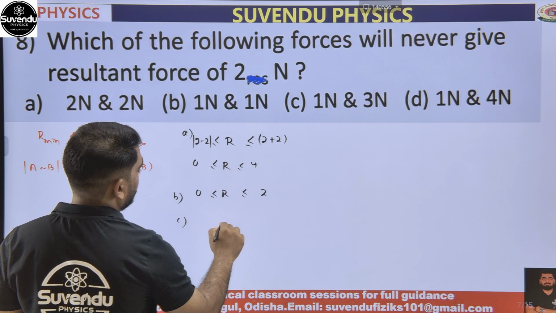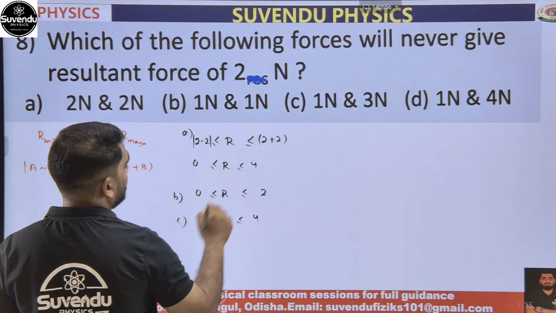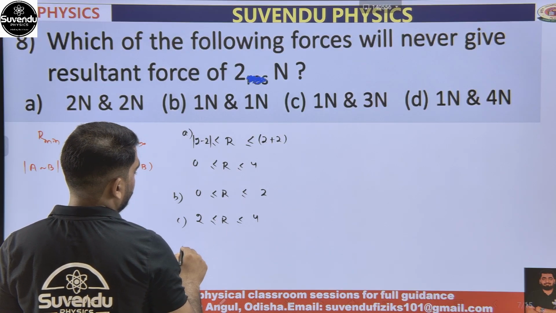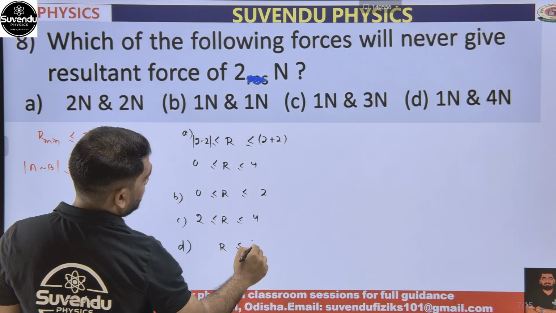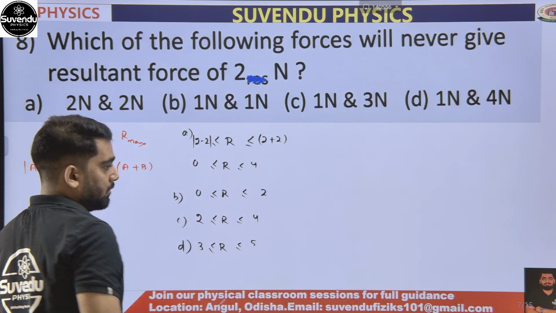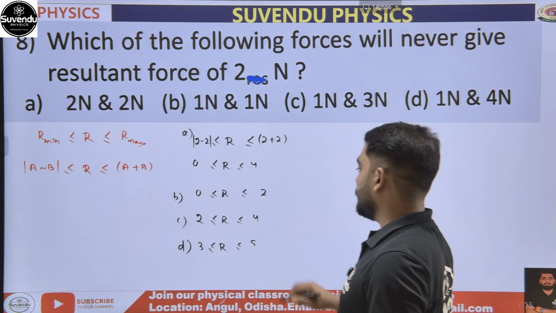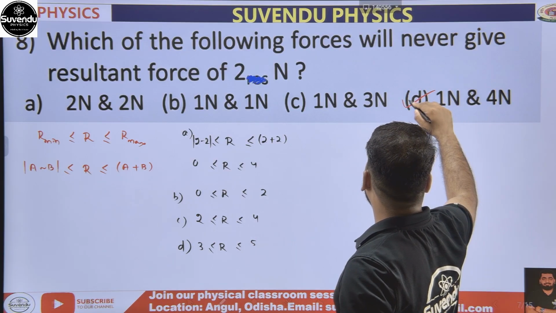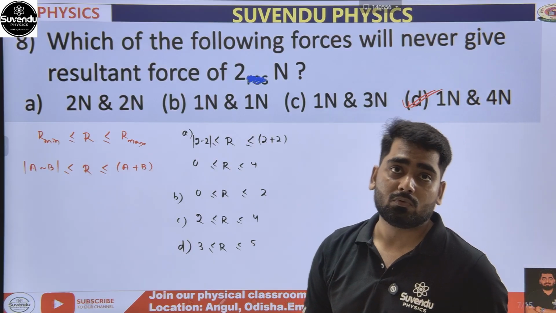With 1 Newton and 3 Newton, the resultant will be less than or equal to 1 plus 3, that is 4, and greater than or equal to 1 minus 3 magnitude. Yes, this can give us the 2 Newton resultant. And option D, the resultant is less than or equal to 1 plus 4, that is 5, and greater than or equal to 1 minus 4 magnitude, that is 3. So it includes 3 and 4 or any number between 3 and 4. So 2 is not present in option number 4. So this is the answer. This pair will never give the resultant of 2 Newton.